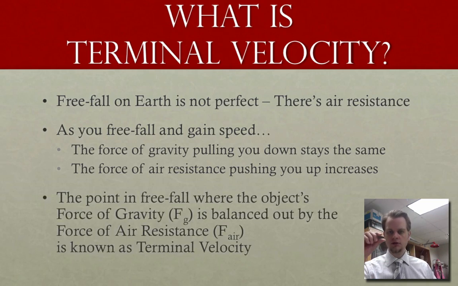So at the beginning, the air resistance force is very, very small, but the gravity force is comparatively big. Let's say the gravity force is this big and the air resistance force is this big. As you get faster and faster, the air resistance force grows until finally it gets to the same size as the gravity force. So the point in free fall where the force of gravity is balanced out completely by the force of air resistance, that is terminal velocity.